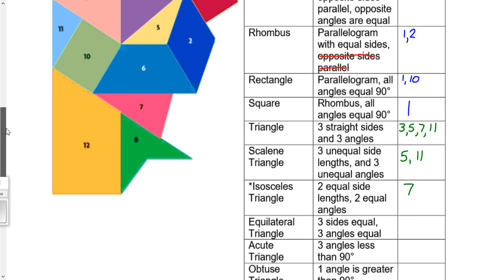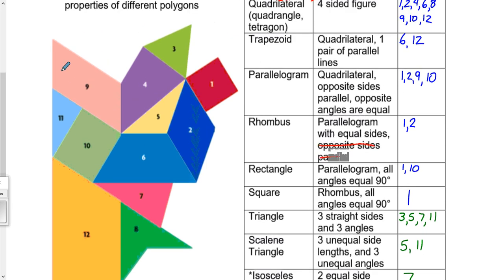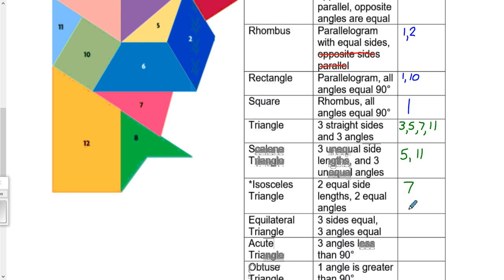Equilateral triangle, 3 sides are equal, 3 angles are equal. Oh, that's going to be number 3. Now, I may be going completely off script here, but I always remembered that an equilateral triangle is also known as an equilliptical triangle. So if someone is able to Google that and find that definition, that'd be great.